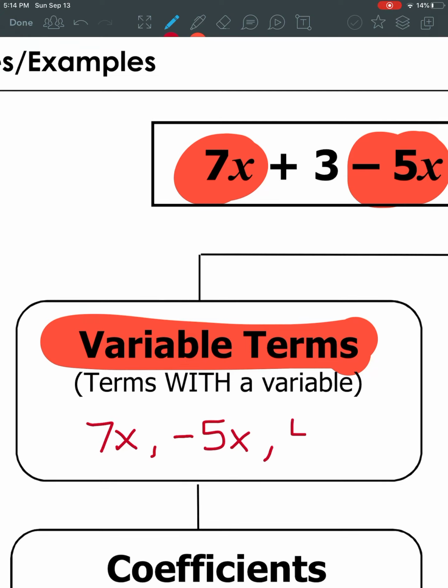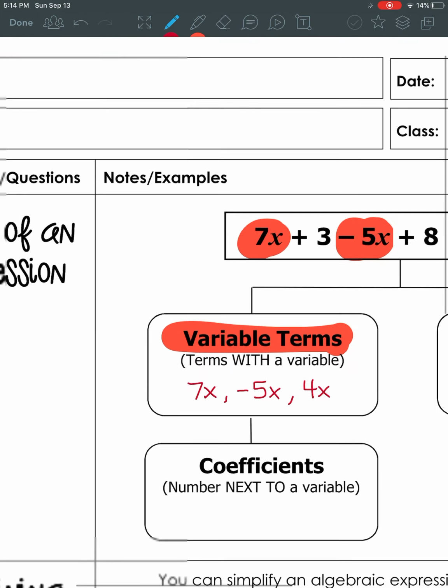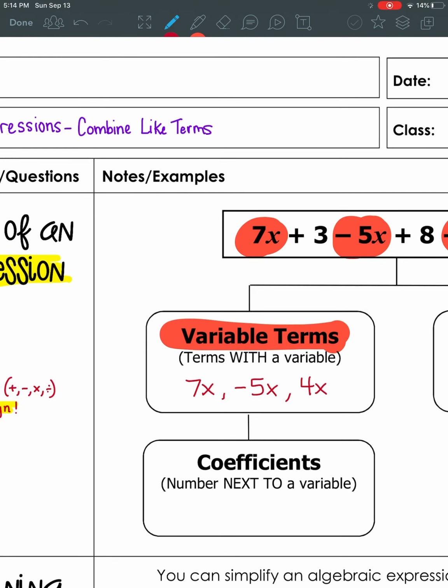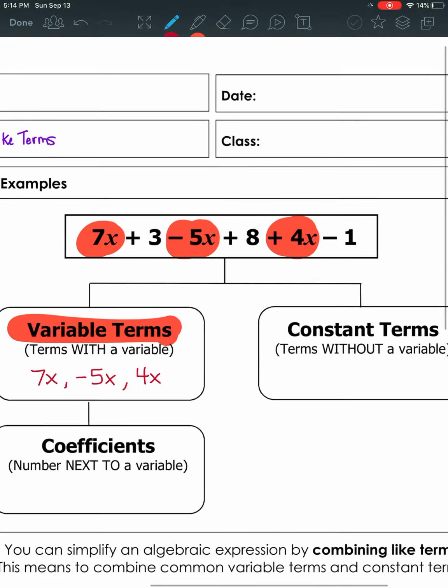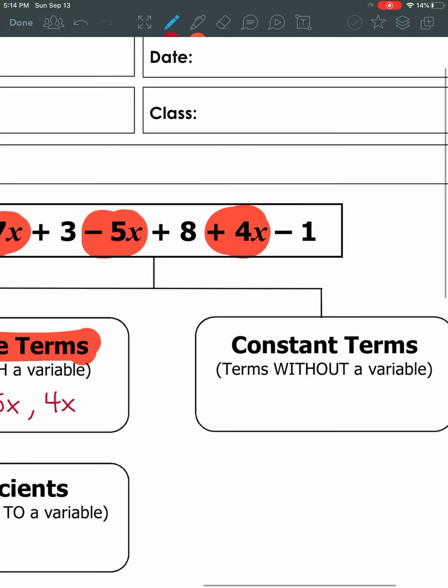7x, I'm going to write down negative 5x, and then the 4x had a plus sign in front of it, so it's positive. We always look at the signs that are in front of the numbers. That tells us if they're positive or negatives. A plus sign and a positive, same thing. A negative and a minus sign, same thing.